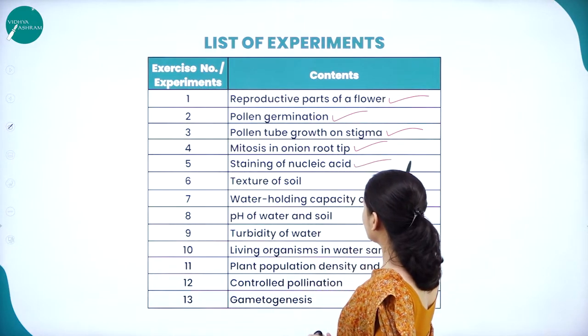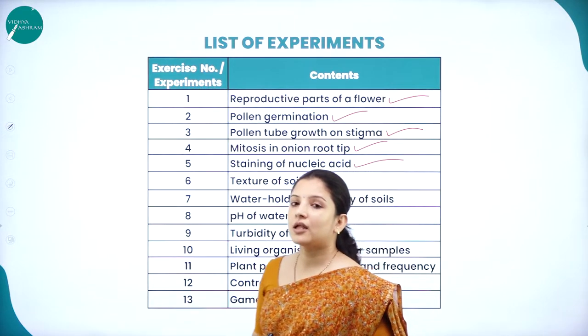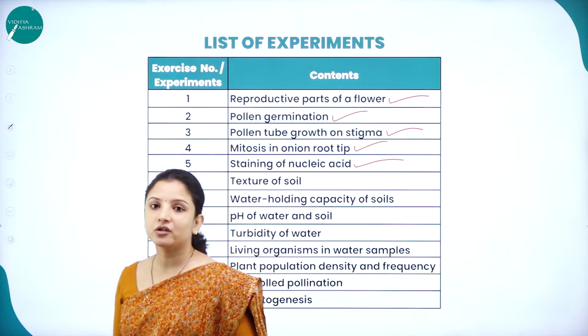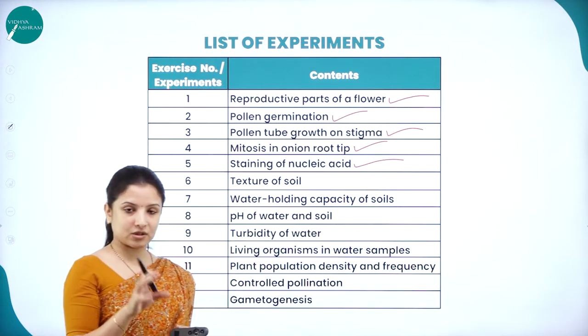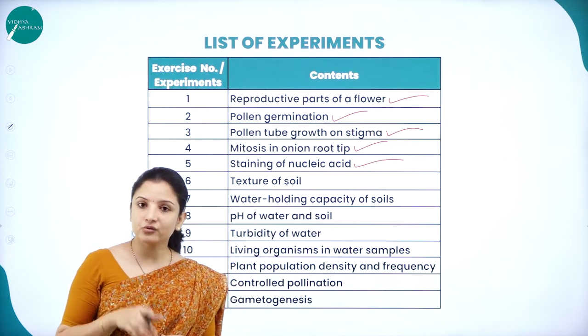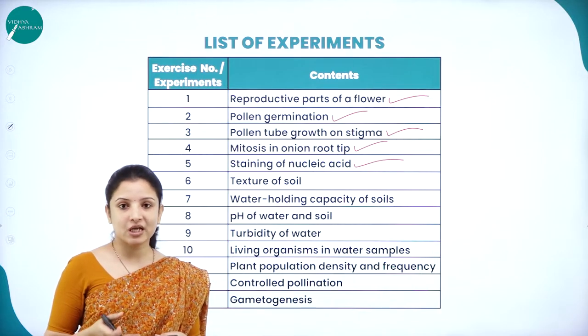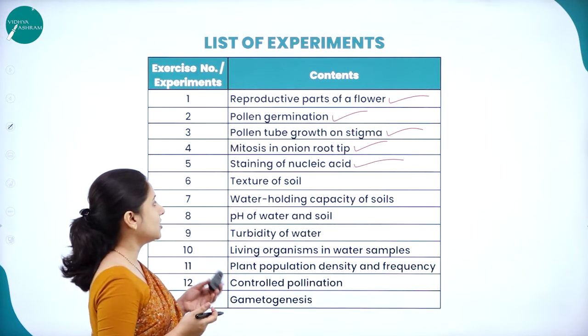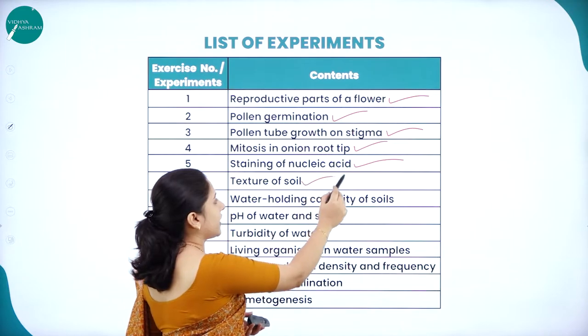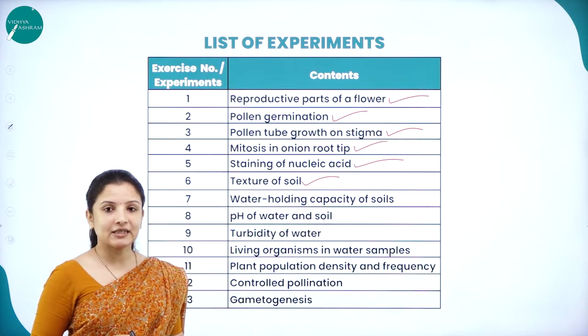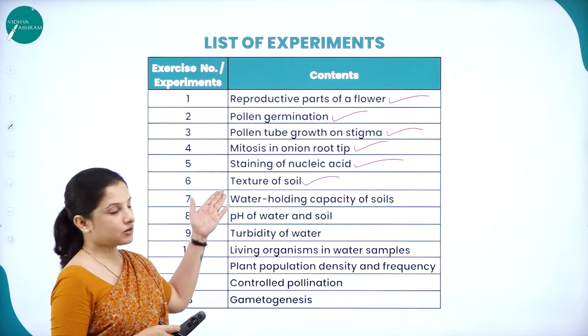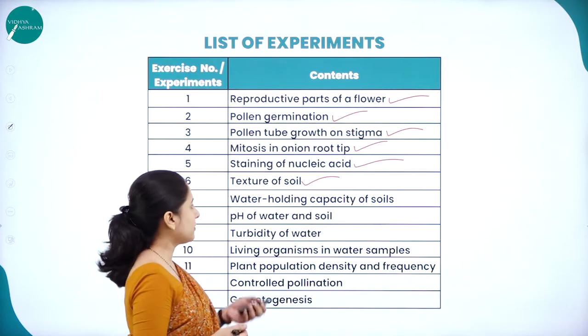Next, we have staining of nucleic acid, wherein taking the onion peel, you have to stain the nucleus and you have to see what is the position of the nucleus, how many nuclei are there inside the cell, what is the shape of the cell, all that you will study here. Next is texture of soil, to find out whether the soil is sandy, clay, loamy, all that. This experiment will let you know about it.